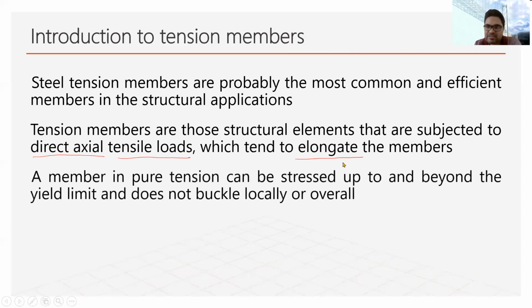And as I explained earlier, a member in pure tension can be stressed up to and beyond the yield limit. We can utilize the maximum strength of the tension member. So that is why we say that there is no buckling, no buckling that we found in the compression member. So there is no buckling, locally or overall, in case of tension members. And that is why these are the most efficient members.